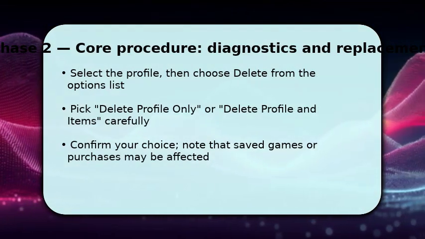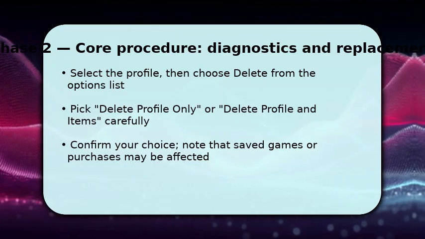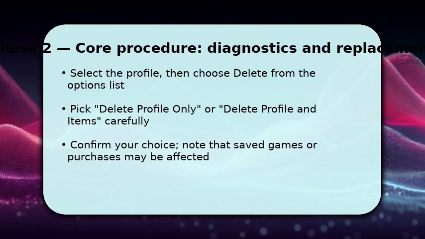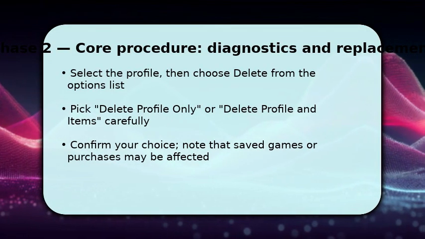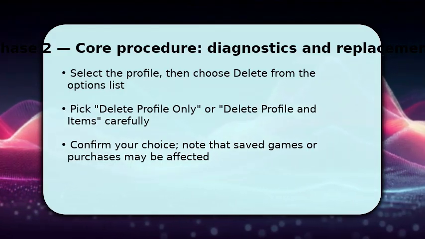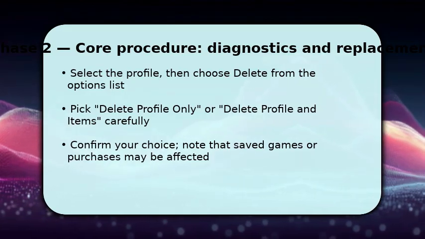Highlight the target profile and choose Delete from the menu, then you'll see two options, Delete Profile Only or Delete Profile and Items. Choose Profile Only to keep saved games on the console, or choose Profile and Items to remove everything, including saved games and licenses. Make your selection deliberately, because once confirmed, items can be lost.